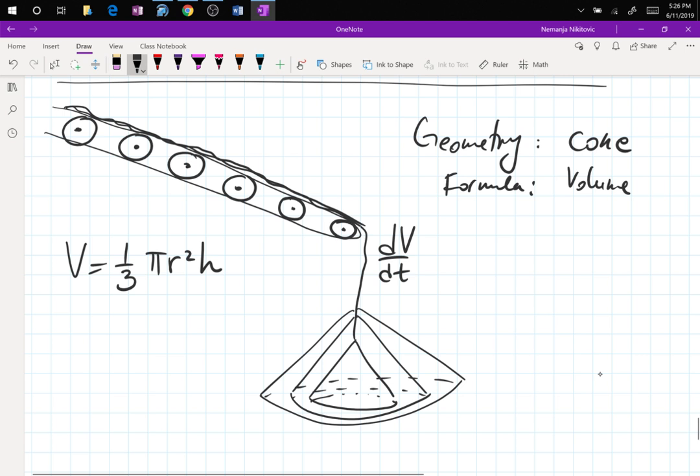Is volume a variable or a constant? Variable. Why? Because the size of the cone is changing, it's growing, right? So volume is a variable.